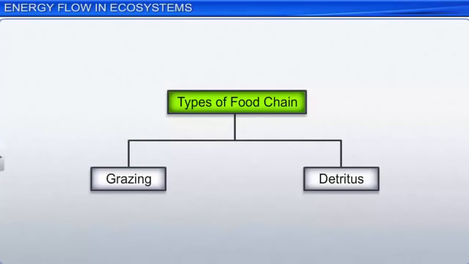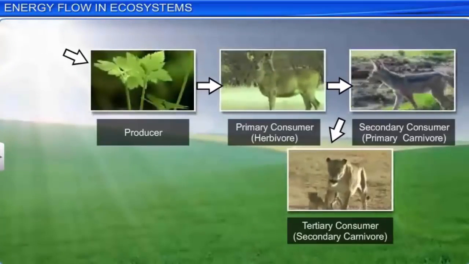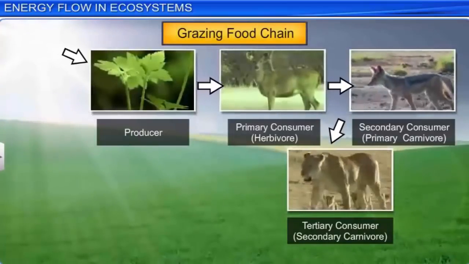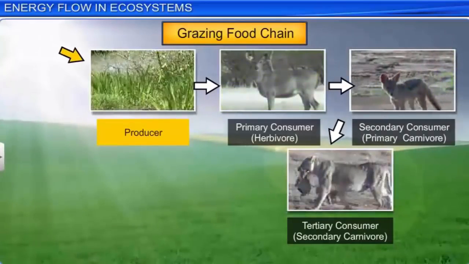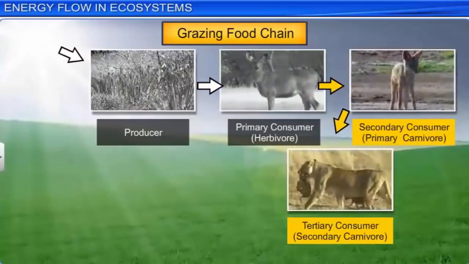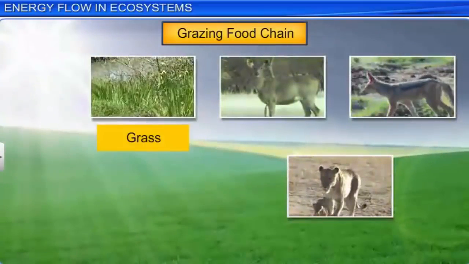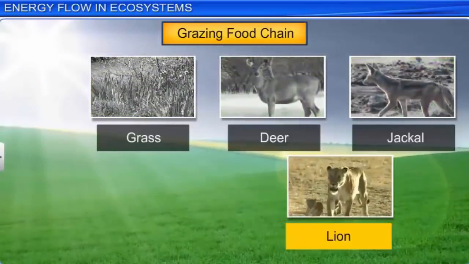Now, in nature, there are two types of food chains: grazing food chain, or GFC, and detritus food chain, or DFC. Most ecosystems in nature follow the GFC. In a GFC, the energy flows from producers to grazing herbivores and finally to carnivores. Here we can see that the grass, deer, jackal and lion form a simple GFC.